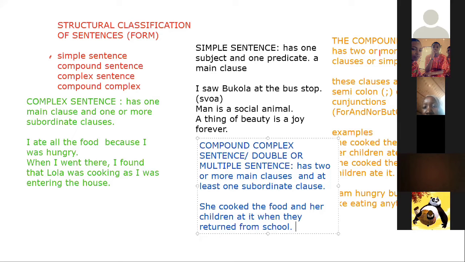You understand it? That is an example of a compound complex sentence. Compound what? She cooked the food and her children ate it as a compound. Her children ate it when they return from school as complex. You join them together, it's going to be compound complex. I hope that is understood.